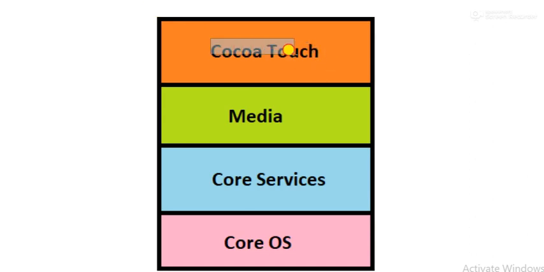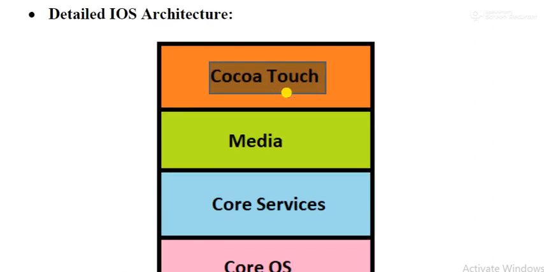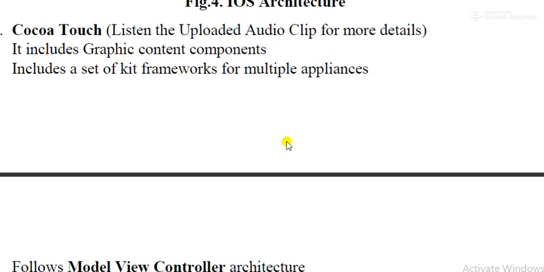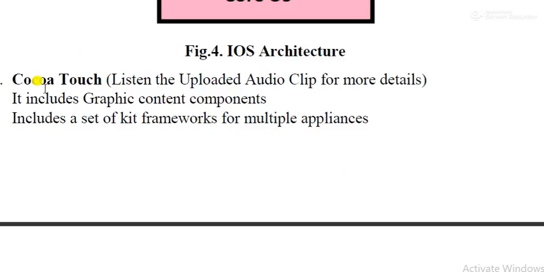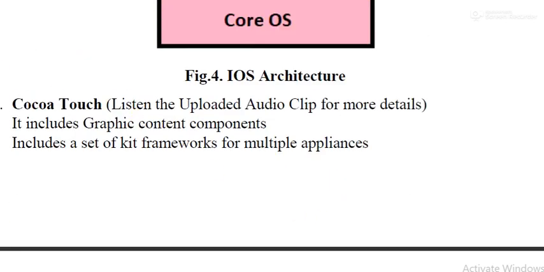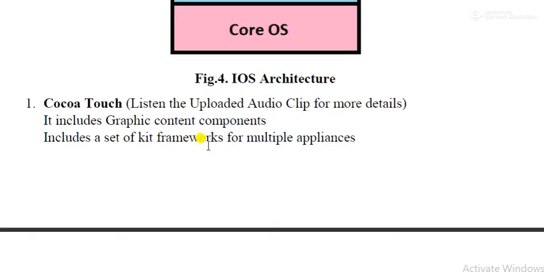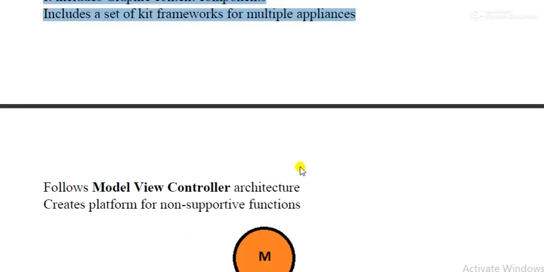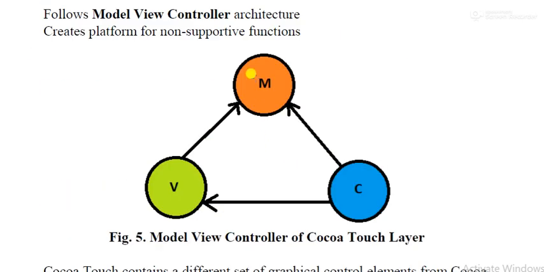What is the Cocoa Touch layer, what is the role of this Cocoa Touch layer, and how does it differ from the layers of other operating systems? Like here, you can see your first point is Cocoa Touch. Actually it is related to the graphics components. It includes a set of kit frameworks for multiple applications, which follows MVC, that is, Model View Controller architecture.